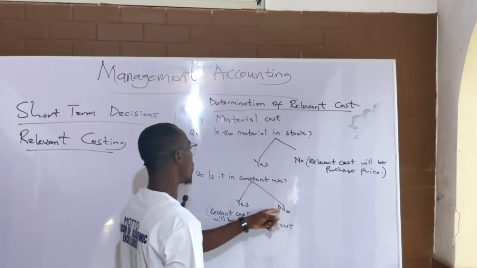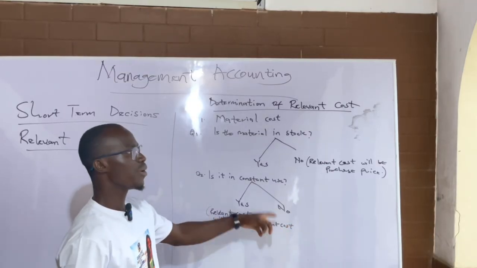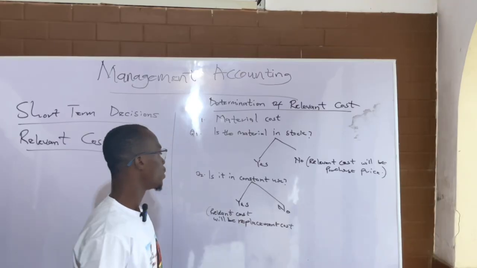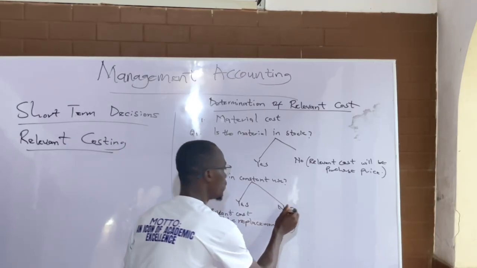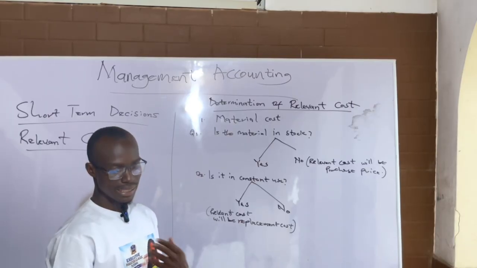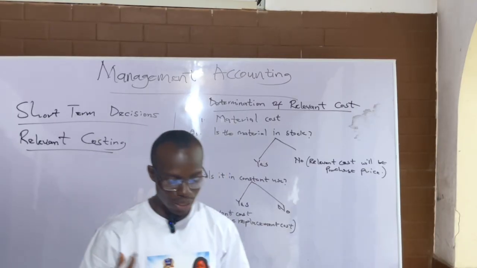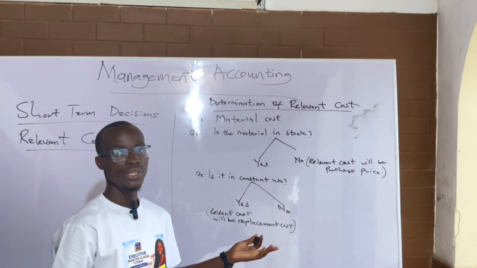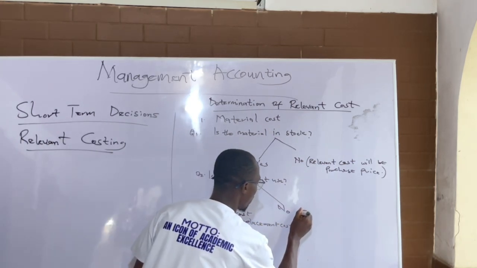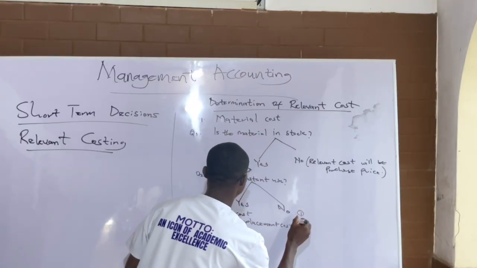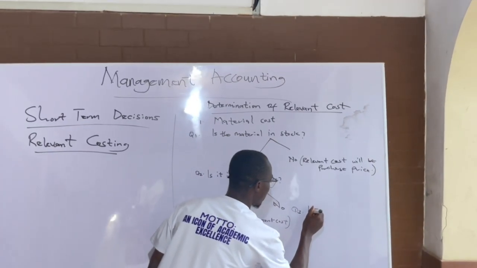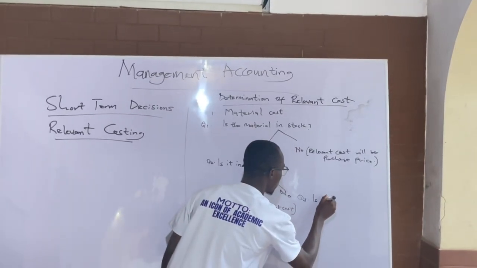But when you say no, it is not in constant use, this means that when you use it for this order, it won't have any impact like that. So you need to ask yourself another question. The moment you say no, you ask yourself, is there an alternative use? That will be the third question.